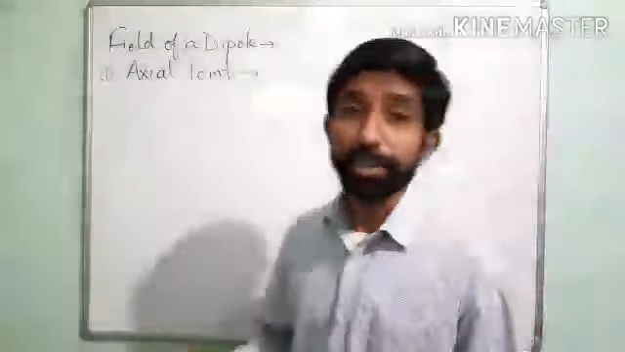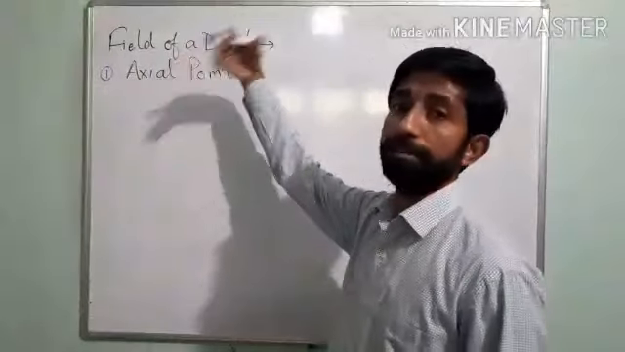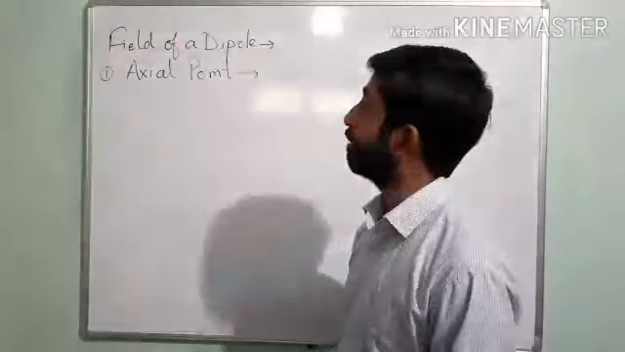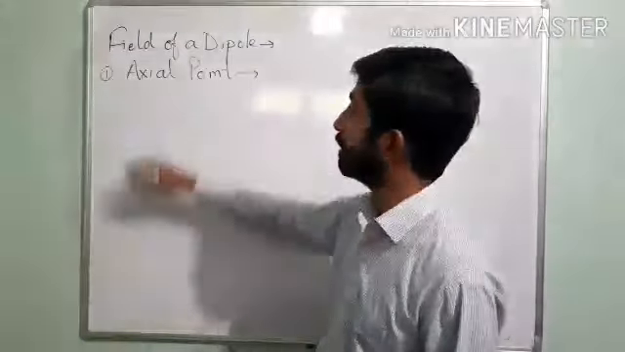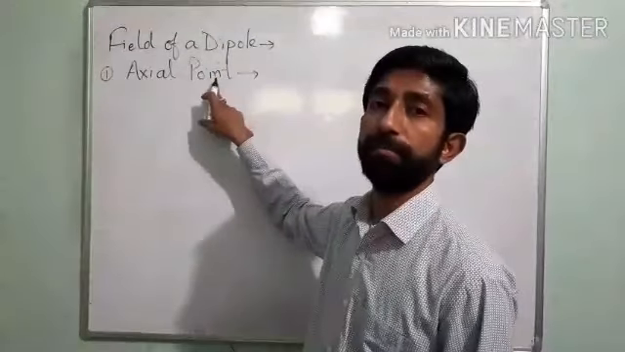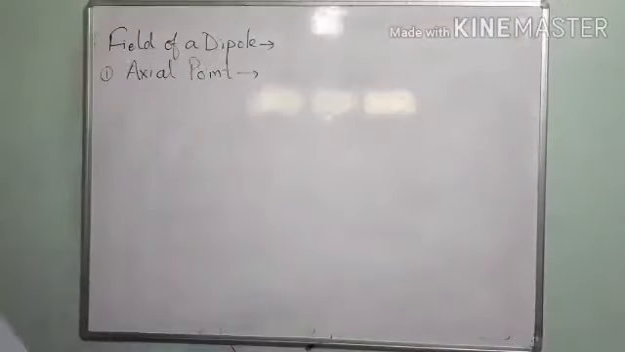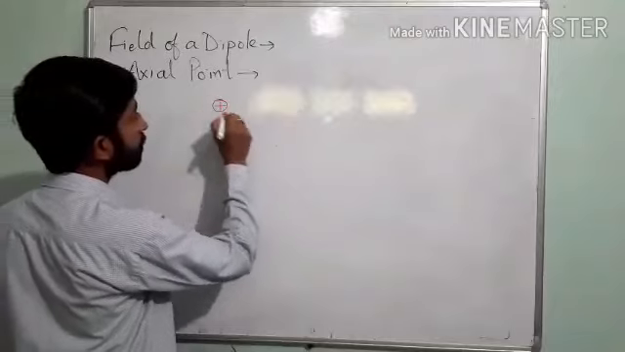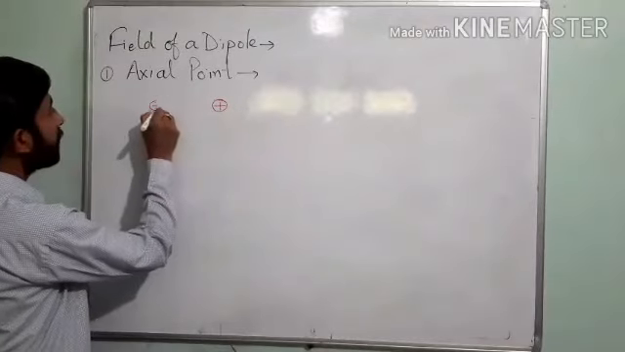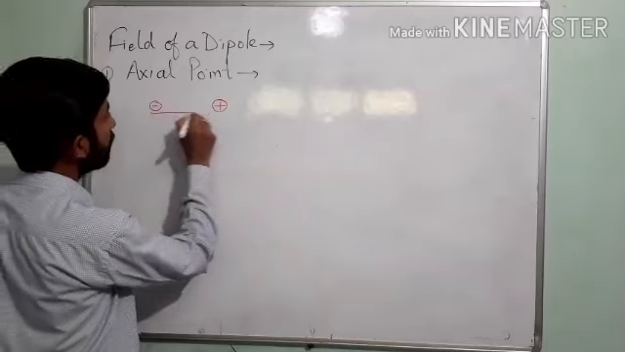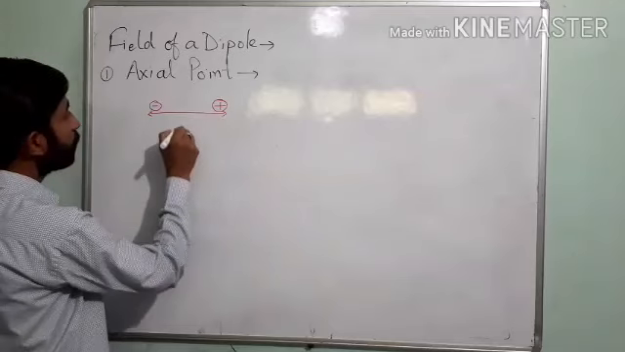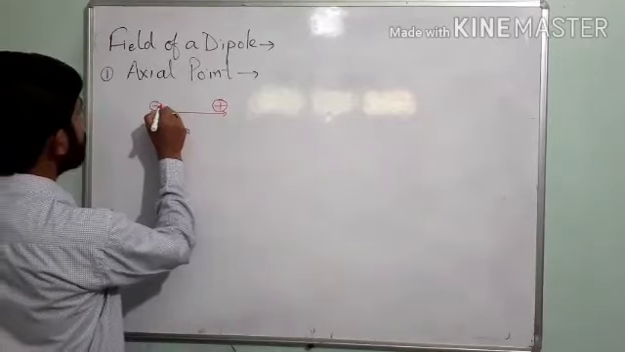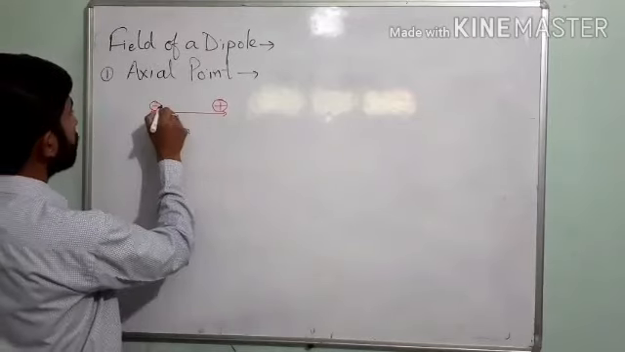Okay. Our next topic will be the field of a dipole, that is, the electric field produced by an electric dipole, and we have two cases. First is the axial point. For that, let's draw the diagram. You have a positive charge here and you have a negative charge here, separated by a distance of 2a, right? And this is the axis of the dipole.